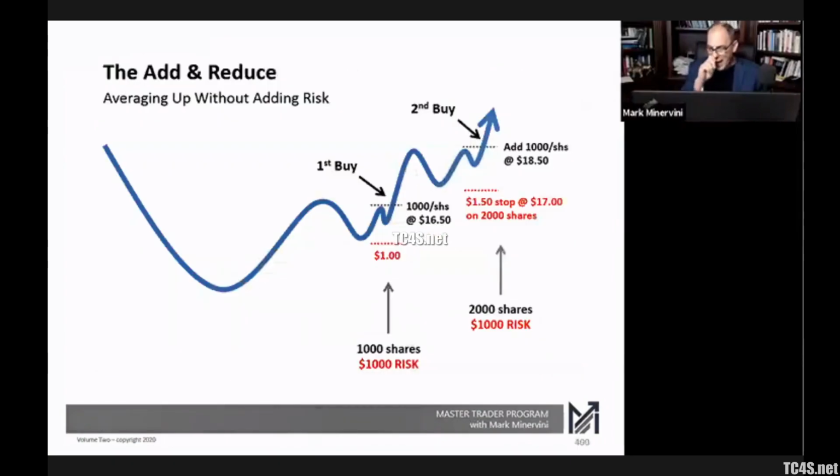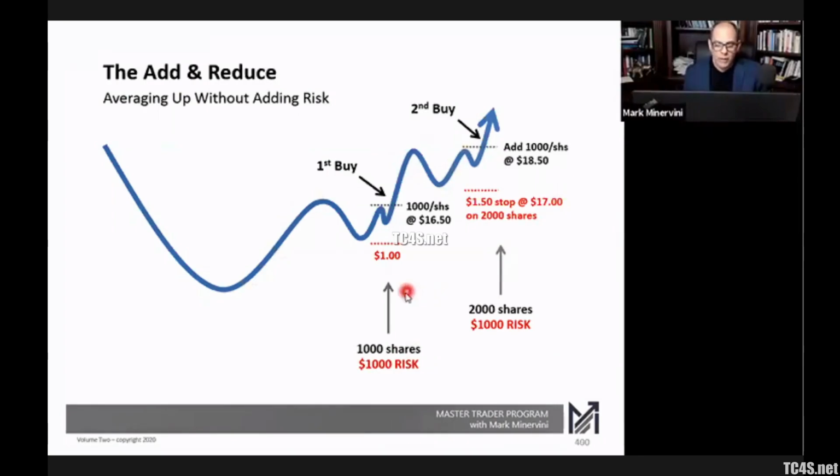All right, let's talk about the add and reduce, which I kind of talked to you about a little bit in the past example. But this is how you average up without adding additional risk. You add shares, or you add more exposure in a stock, without adding additional risk.